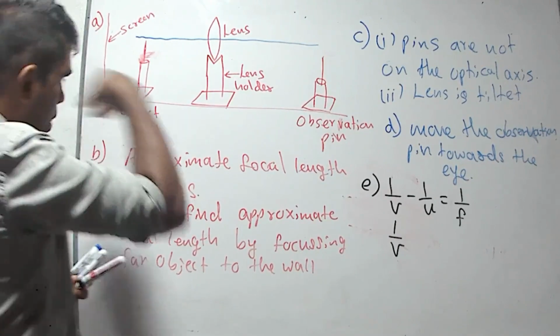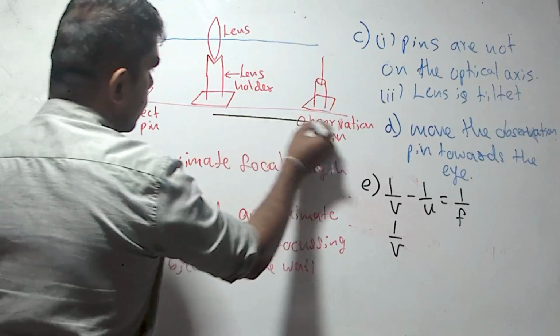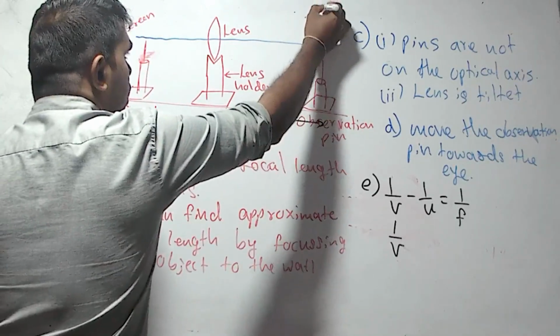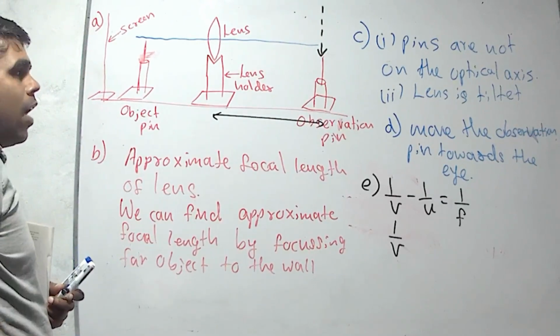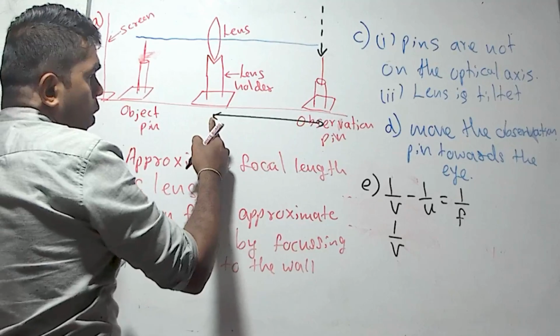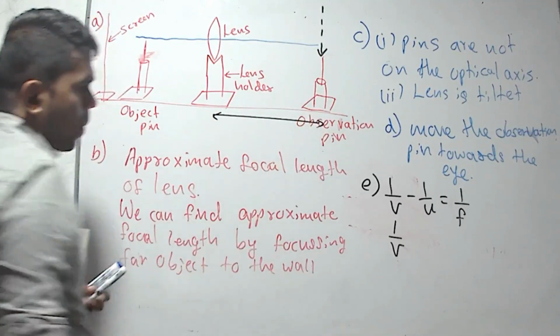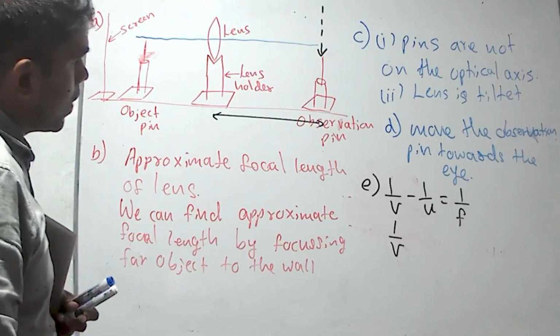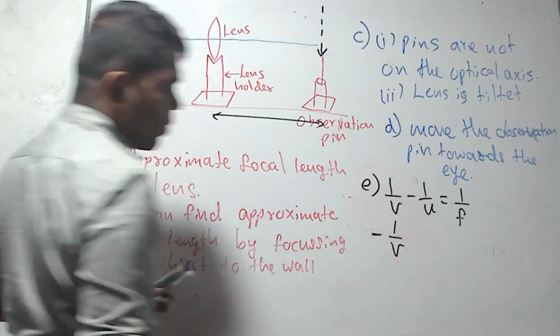Image distance is this one. Then the coinciding image is formed at this place. Light rays are moving in this direction. Image distance should be in the same direction. Then it is a minus sign.